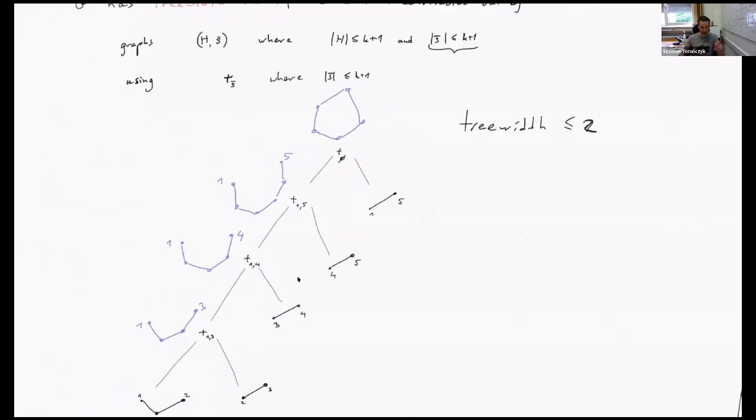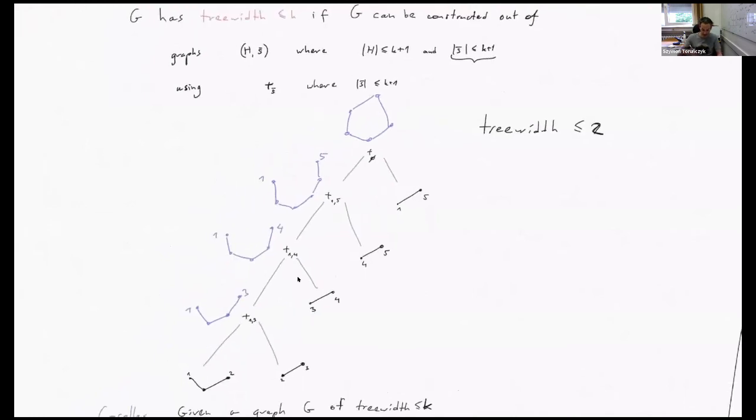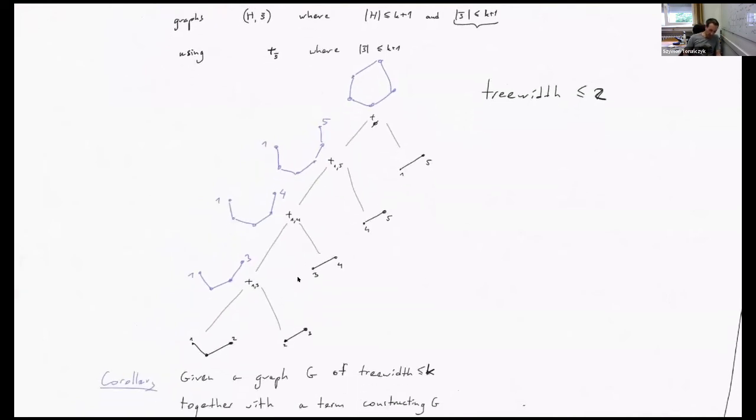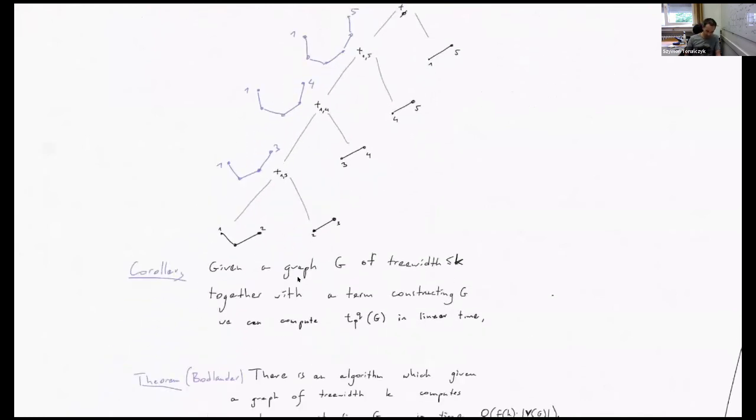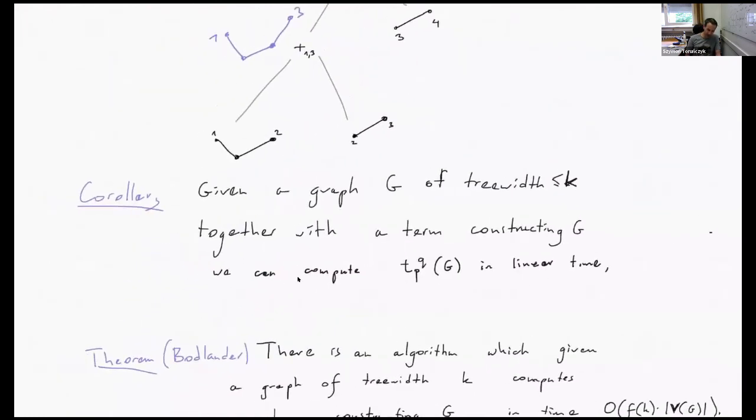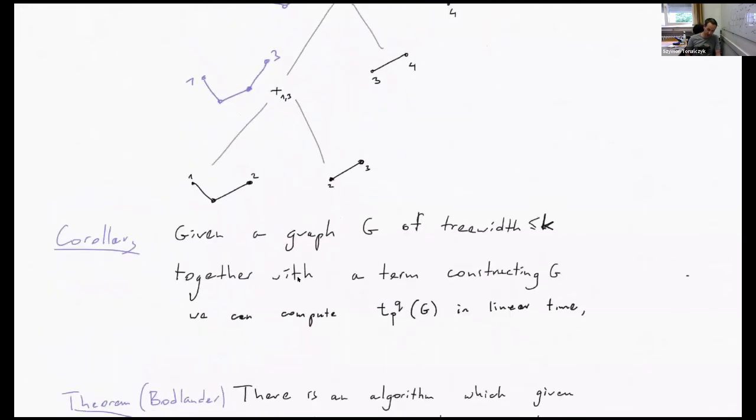By the way, a cycle of length five is not a cograph, so it cannot be constructed using disjoint union and edge complementation. And using the same decomposition method, we get this corollary: given a graph G of tree width at most k, together with a term constructing this graph, we can compute the type of given quantifier rank in linear time.